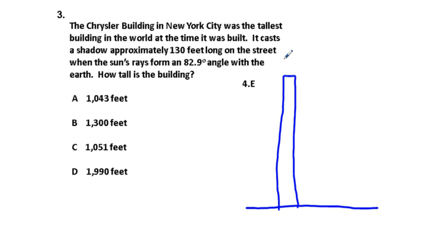And we have the sun shining down right here, casting a shadow. And that shadow will be like this, comes straight down to the ground. And this angle here is 82.9 degrees. And a shadow approximately 130 feet long. So here's the shadow right over here along the ground. That shadow is 130 feet in length. And then we want to know the height of the building. So here's the height.